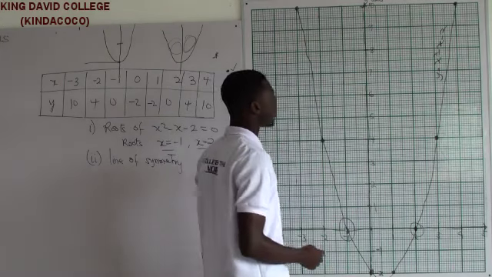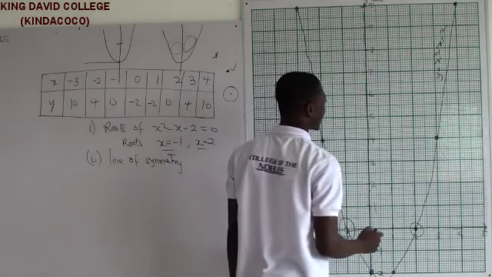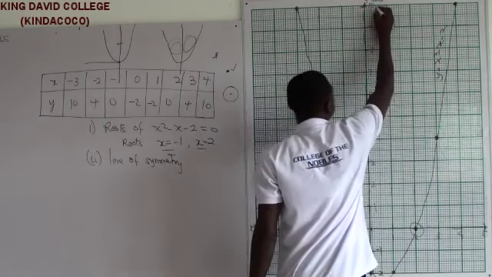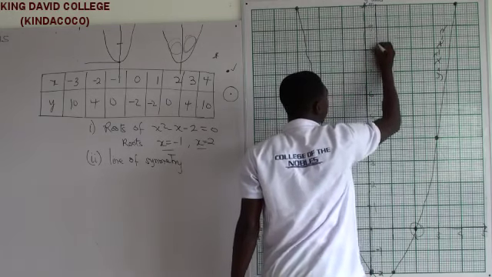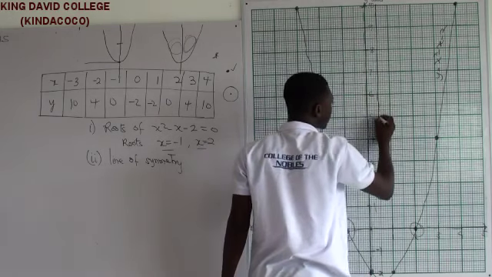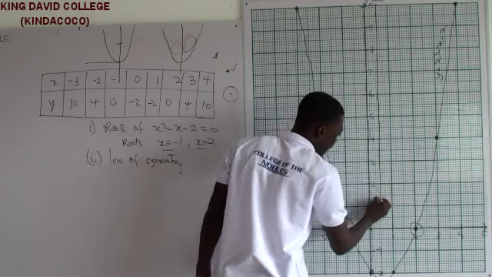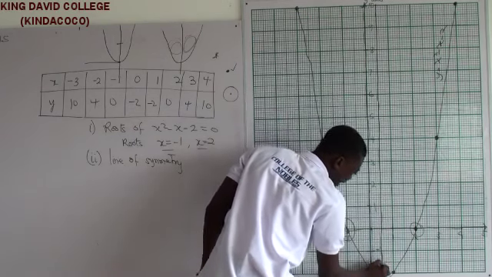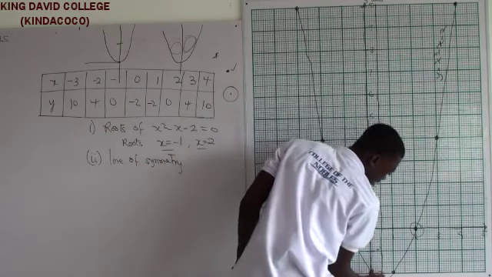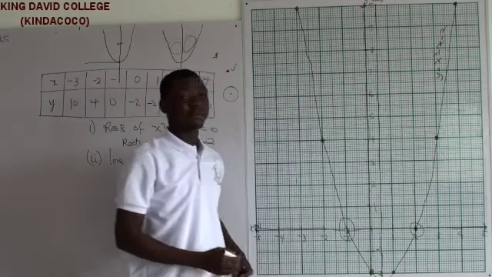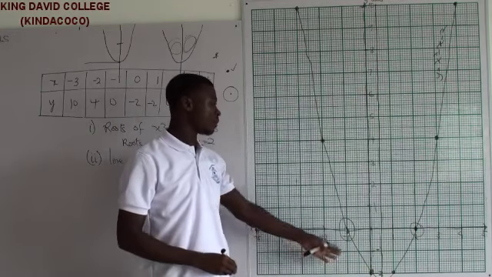So when we are looking for the line of symmetry, that line of symmetry should be a straight line that passes through this curve at the point of the minimum, like at the minimum point, okay?